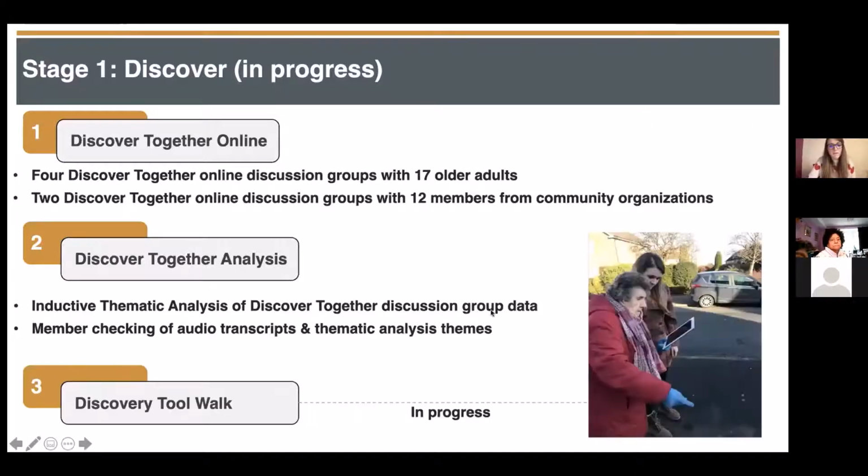And then during this stage, we're currently waiting to go ahead with this, but we'll then start with the Discovery Tool walk, where we'll go on a walk with older adults in local areas that are meaningful to them, and using the Discovery Tool application, we'll go around and they'll collect data on things in their local area that influence them.